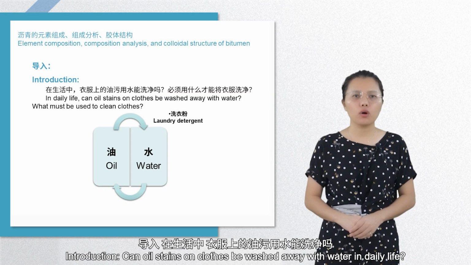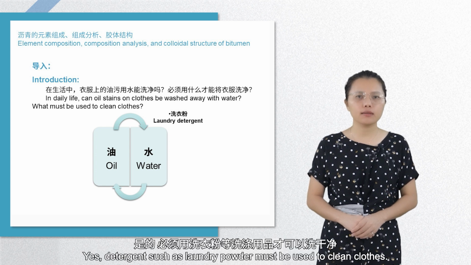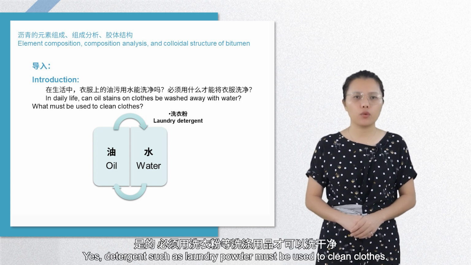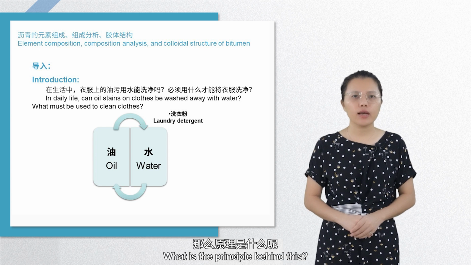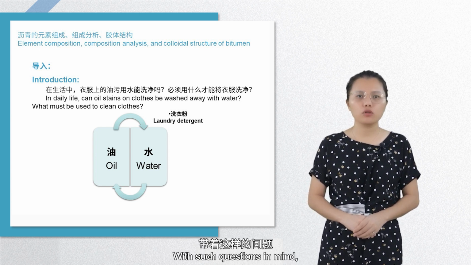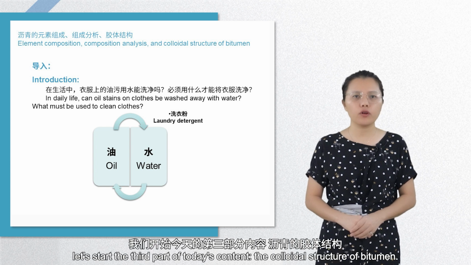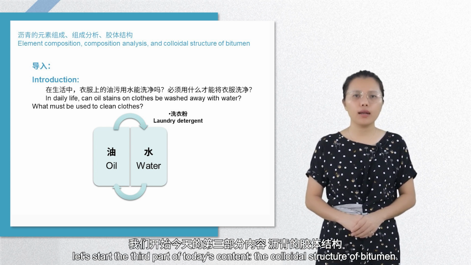Introduction. Can oil stains on clothes be washed away with water in daily life? What must be used to clean clothes? Yes, detergent such as laundry powder must be used to clean clothes. What is the principle behind this? With such questions in mind, let's start the third part of today's content, the colloidal structure of bitumen.